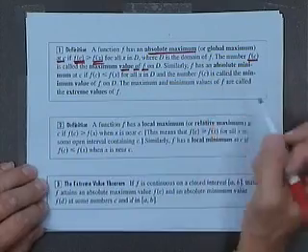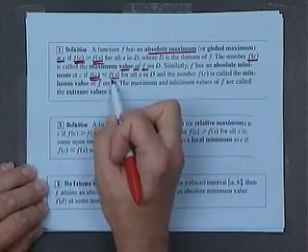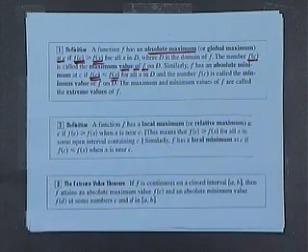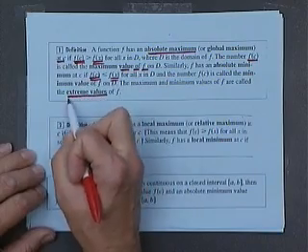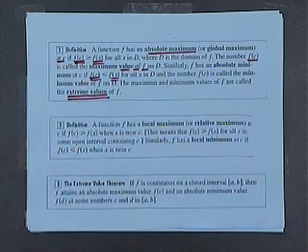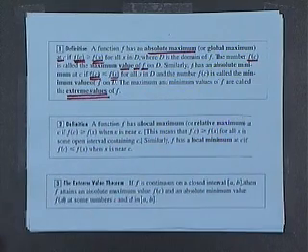Same deal with absolute minimum. The y value is smaller than all other y values for all x's that exist in the domain. And then this is a term that kind of collectively refers to both of these. These are called the extreme values, the highest and the lowest values. So that's absolute. Now there's one thing in particular that I want to point out in the next definition, and that is local or relative max or local or relative min.